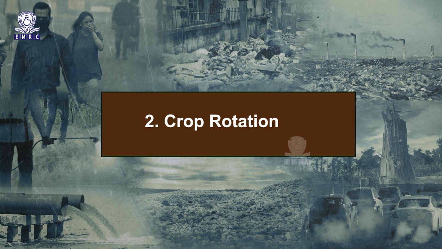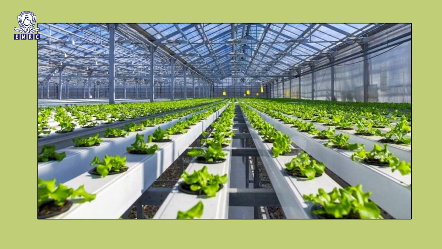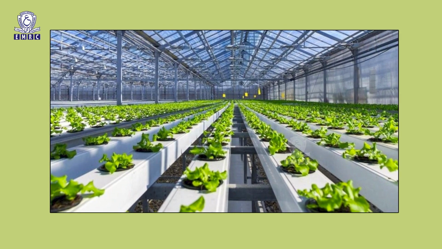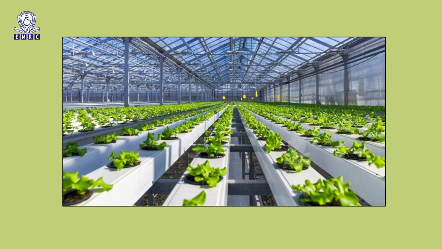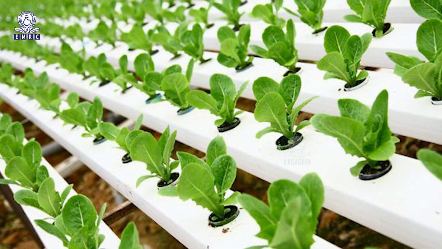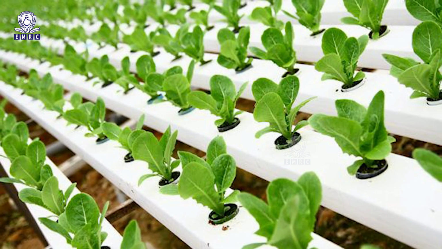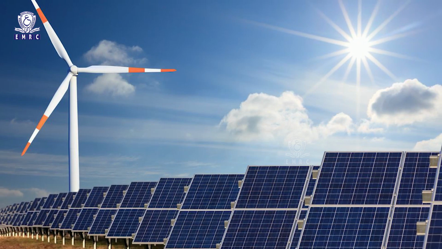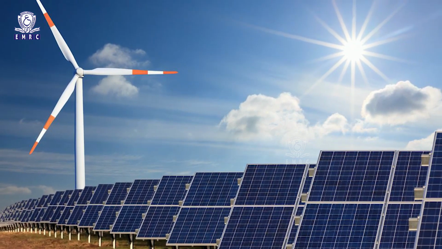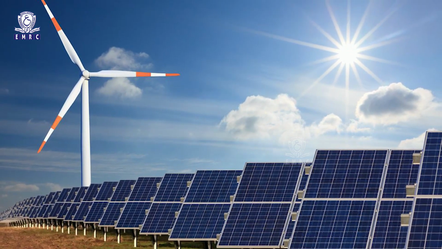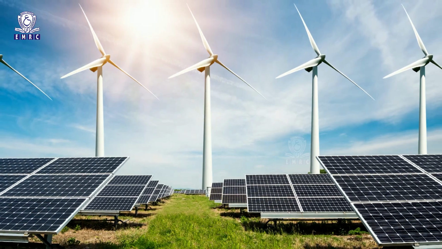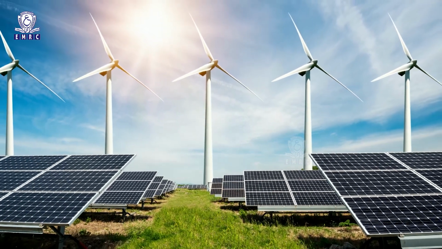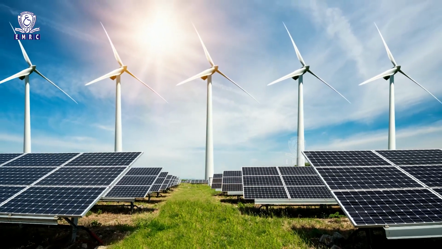2. Crop rotation. Many farmers and gardeners are using this method as a chemical free way to reduce the diseases in the soil and increase growth potential of their crops. 3. Solar and wind energy. Energy from these resources is limitless. It means the ability to eliminate dependence on non-renewable power sources by harnessing power from renewable resources.